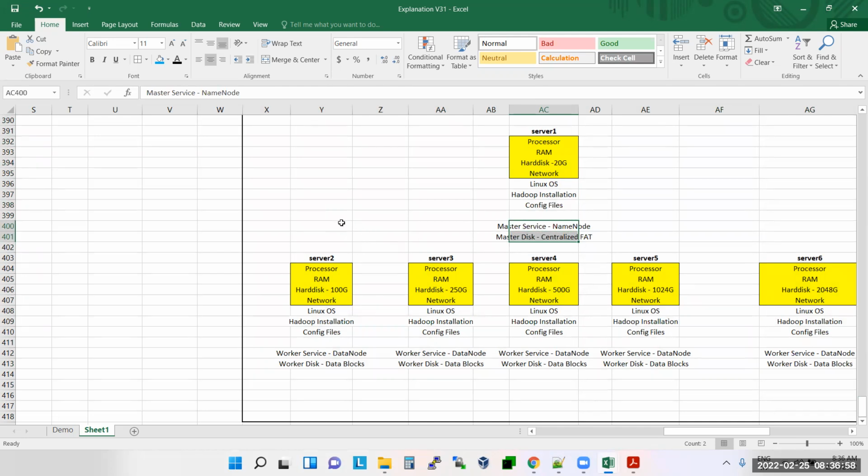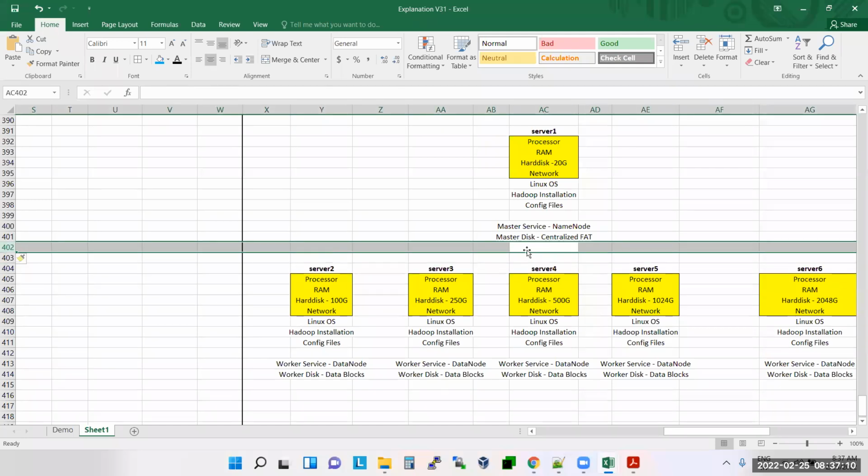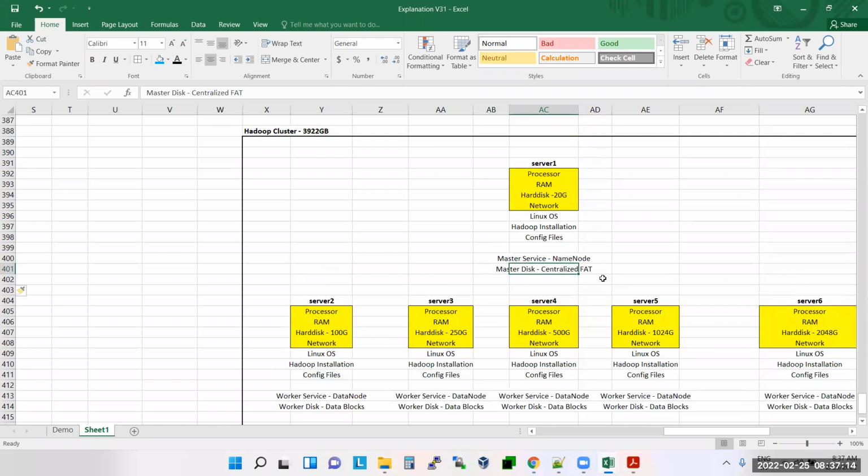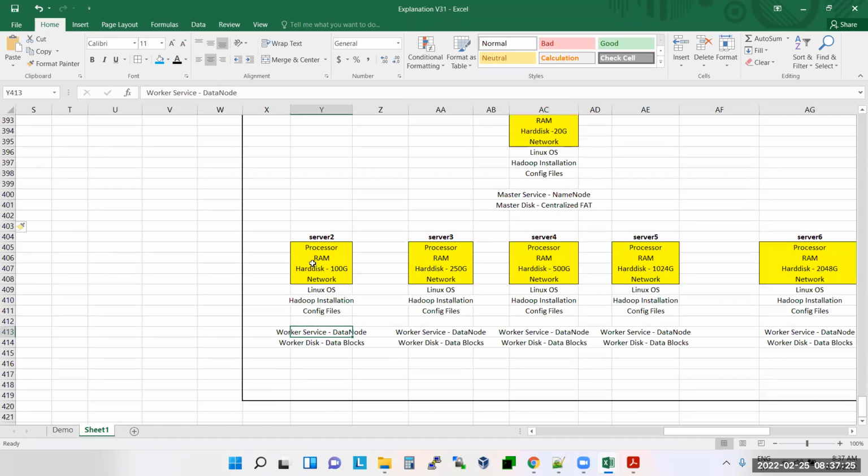Of course, yes, sir. I haven't touched that till now, because the HDFS comes into the picture now, so that's why I'm asking. I will come to that part also, sir. Yes, clear now. So the name node is the master service, running on the master node and maintaining the master disk. The data node is the worker service running on the worker node and maintaining the worker disk.